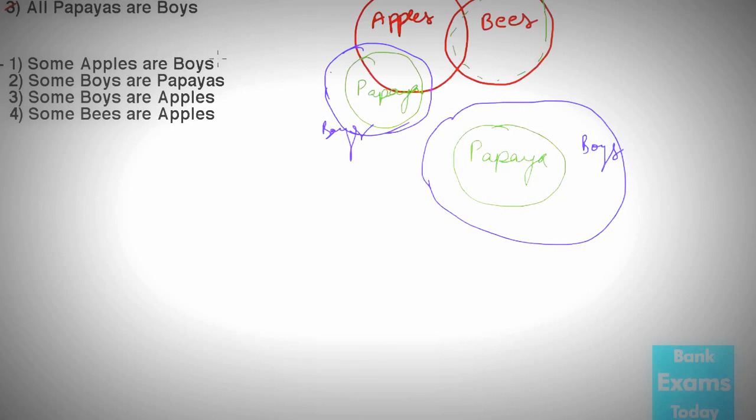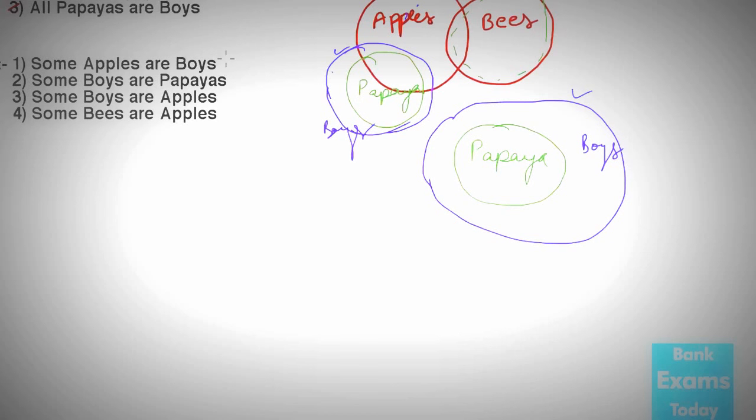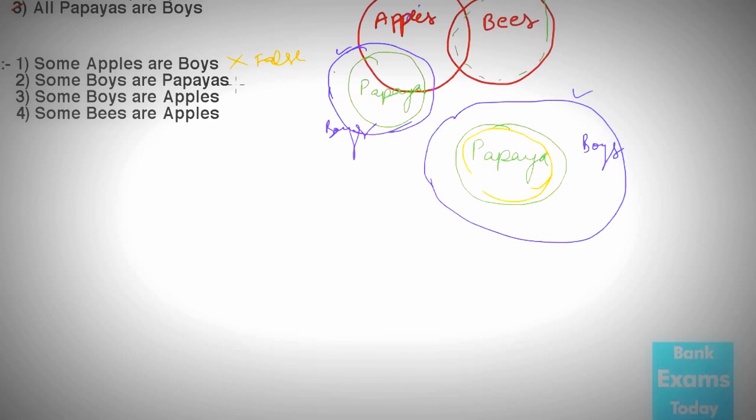Now move on to the conclusions. Some apples are boys. If we look at this one, it is right, but there is a second possibility, where there is no relation between apples and boys. So this conclusion can't be found. This is false. Some boys are papayas. Yes, this one is right in both of the situations. The papaya part is also boys. So this one is true.